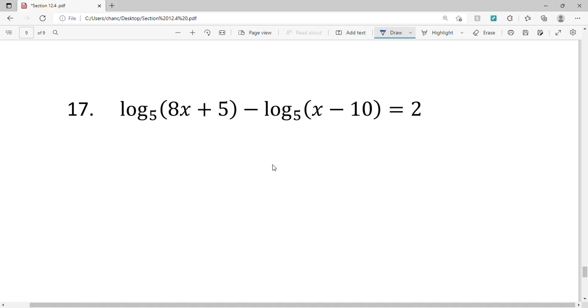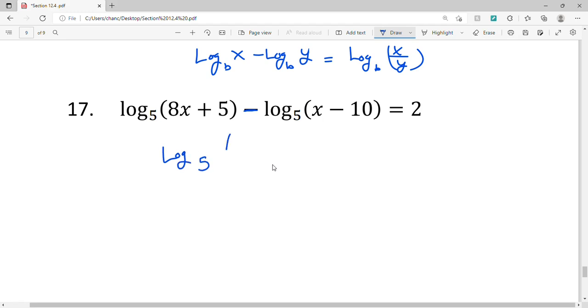In example 17, there's a negative between two logs, and that means we'll have to use the quotient rule. Log base b of x minus log base b of y is equivalent to log base b of x divided by y. And so I can rewrite this as log base 5 of 8x plus 5 on the top divided by x minus 10, and that's equal to 2.